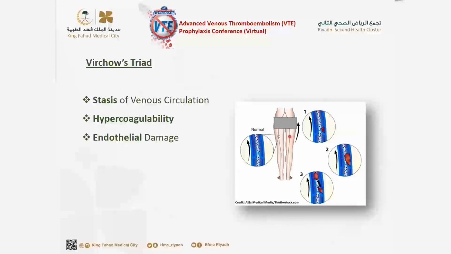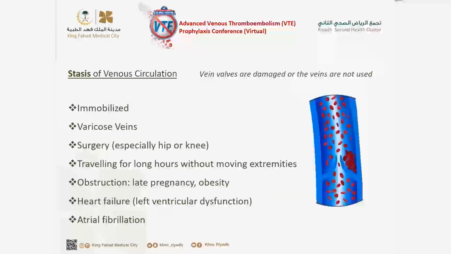The other thing that nurses need to make certain they are aware of, so that they will be able to take care of these patients, is the Virchow's triad, which is three things: the stasis of venous circulation, hypercoagulability, and endothelial damage. When we look at the first one, stasis of venous circulation, this is when the vein valves are damaged or the veins are not used.